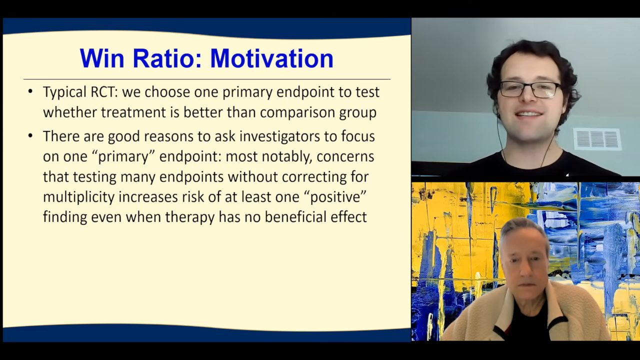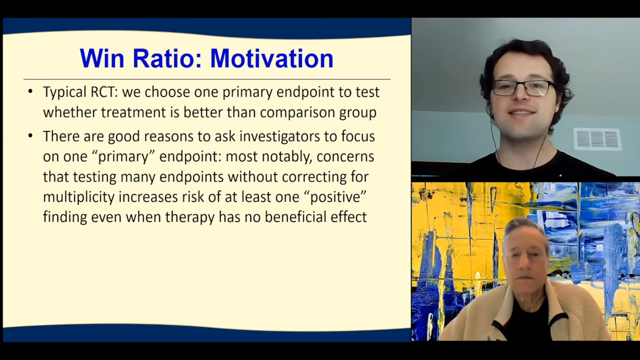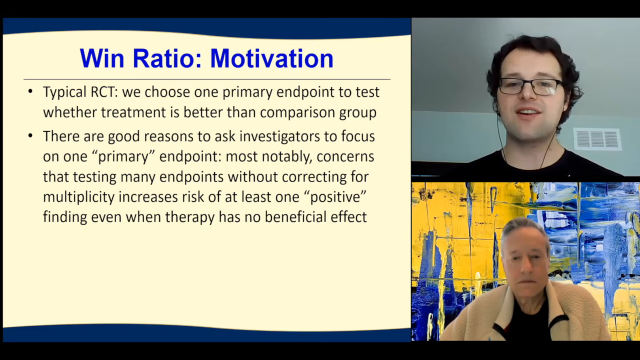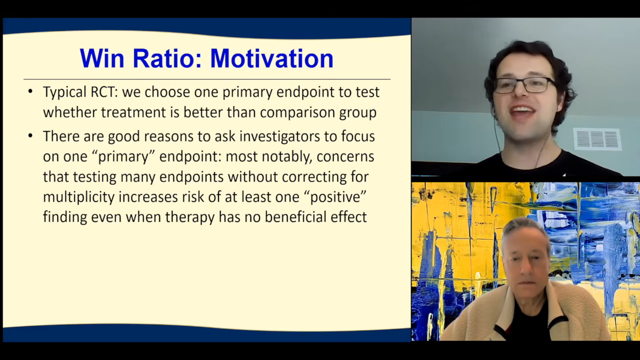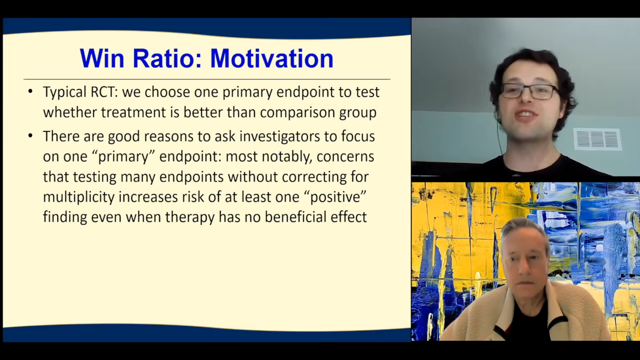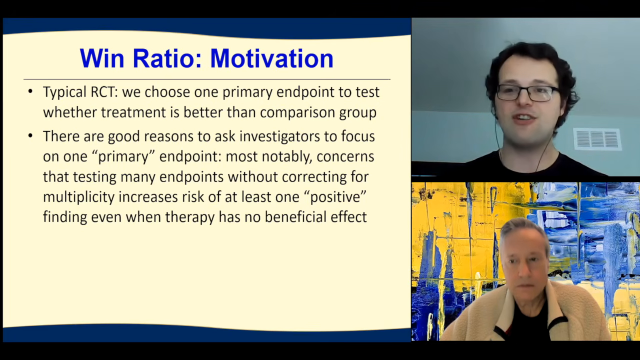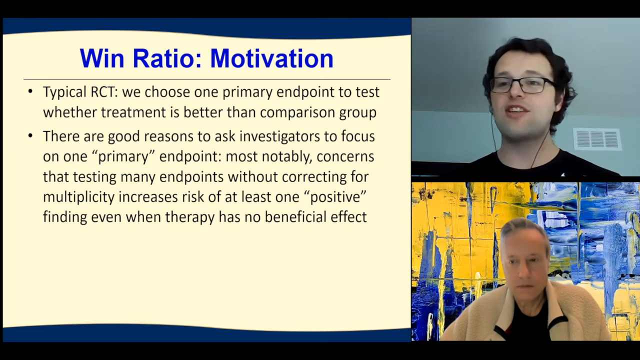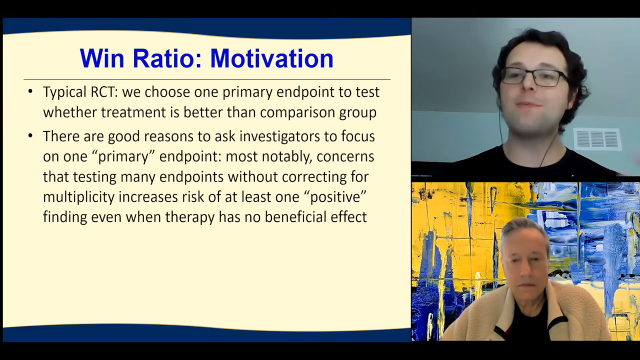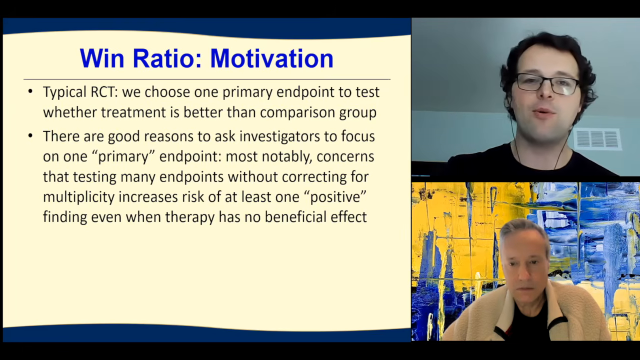And there are good reasons to focus on one primary endpoint, because when you test a lot of endpoints, if you don't correct for multiplicity, there's a concern that you might get one positive finding by chance, even when there's no real effect of the treatment. That's why we don't just let people say, we're going to test on death and MI and stroke and cholesterol and blood pressure, because the more tests you do, the more chance you'll get one false positive. So we specify that you need to pick one primary endpoint.